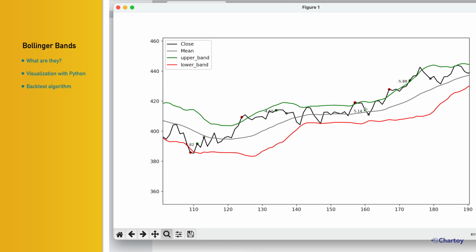This is the ideal time when it works. That's how it looks. Here we take another position, but in this case you can see that price keeps going up, so we sold here, but price goes up again, so we lost 5.88.